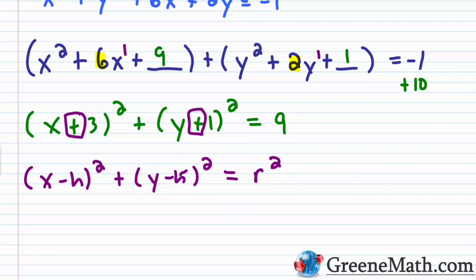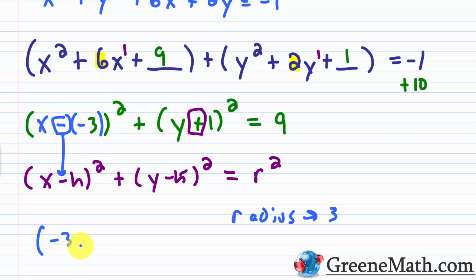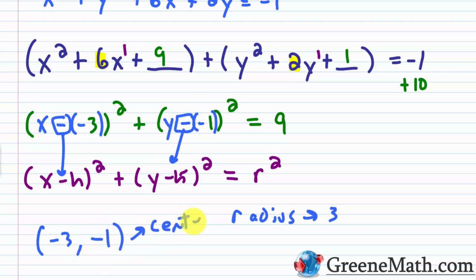So the radius is easy. Just take the principal square root of 9. That's going to be 3. So the radius is going to be 3. And then this guy right here, again, I'm just going to write it as minus a negative. So x minus a negative 3, so that it matches up with what we have there. So my center is going to occur at negative 3, comma. Again, this guy, I'm going to write it as y minus a negative 1. Okay, so this matches up with that. So negative 3, comma, negative 1 is going to be the center. Okay, so this is my center.